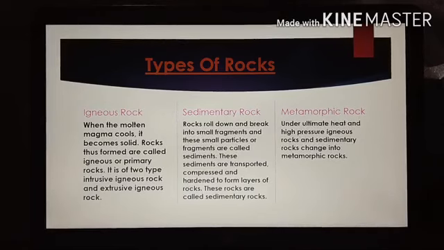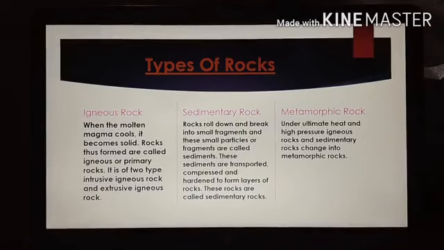In this slide, the second important type of rock is our sedimentary rock. How are sedimentary rocks formed? Large rocks are broken down into fragments, and these fragments break down again into smaller pieces. These smaller pieces or fragments are known as sediments. When these sediments are transported and compressed with the help of different factors of nature, these compressed or hardened layers of rock are known as sedimentary rock.